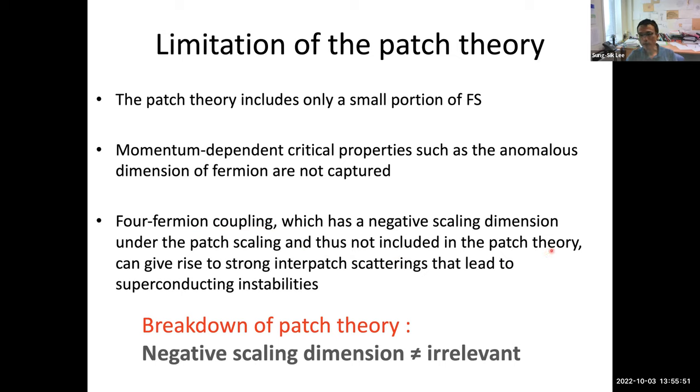However, it turns out that this four fermion coupling, although it is irrelevant by power counting, gives rise to IR singularities and gives rise to superconducting instabilities. So in other words, we cannot really understand the low energy physics of the theory without including this four fermion coupling that is deemed irrelevant under the patch theory. So that means there's something wrong with the patch theory. In particular, certain couplings that have negative scaling dimension under the patch theory doesn't mean that they are irrelevant for the actual physics. Okay, they can still give rise to IR singularities.